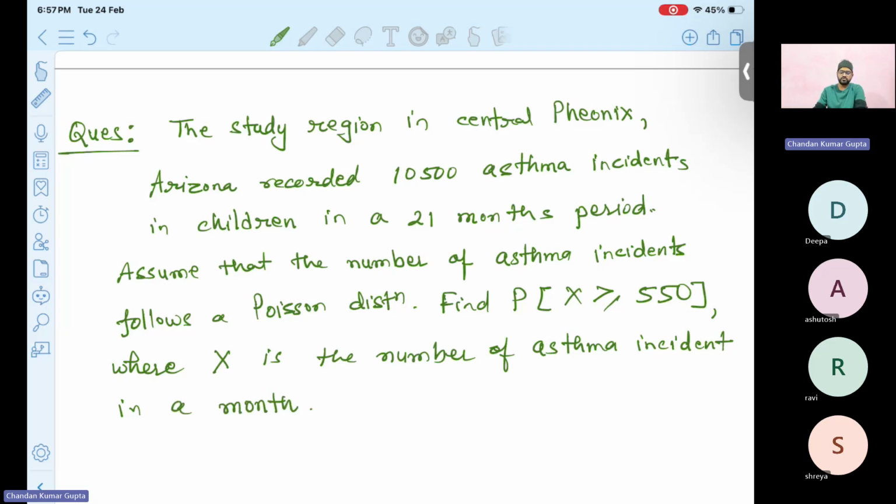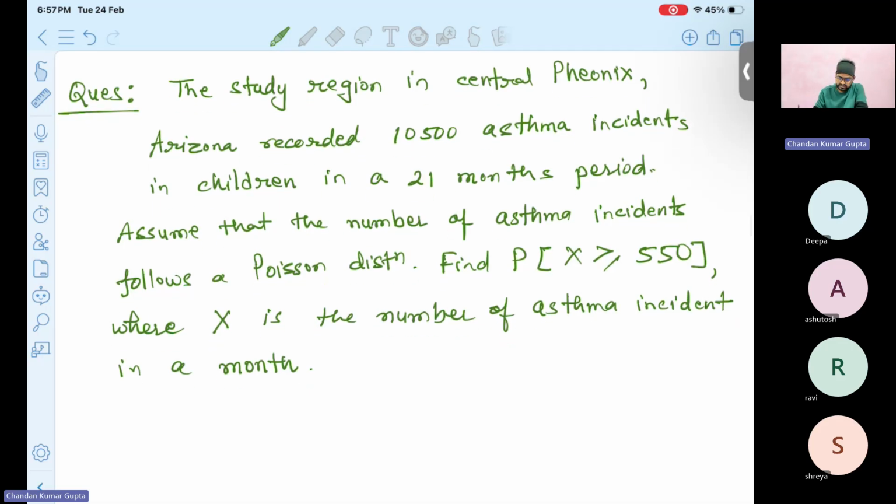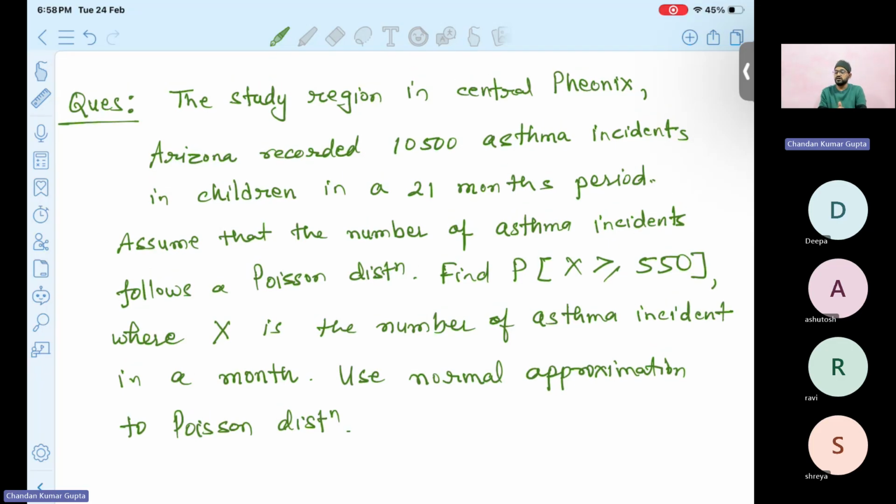Also, since we are discussing the normal distribution, we have a note: use normal approximation to Poisson distribution. So that means we need to use the normal approximation of the Poisson distribution. And we are given that there are 10,500 asthma incidents in 21 months.